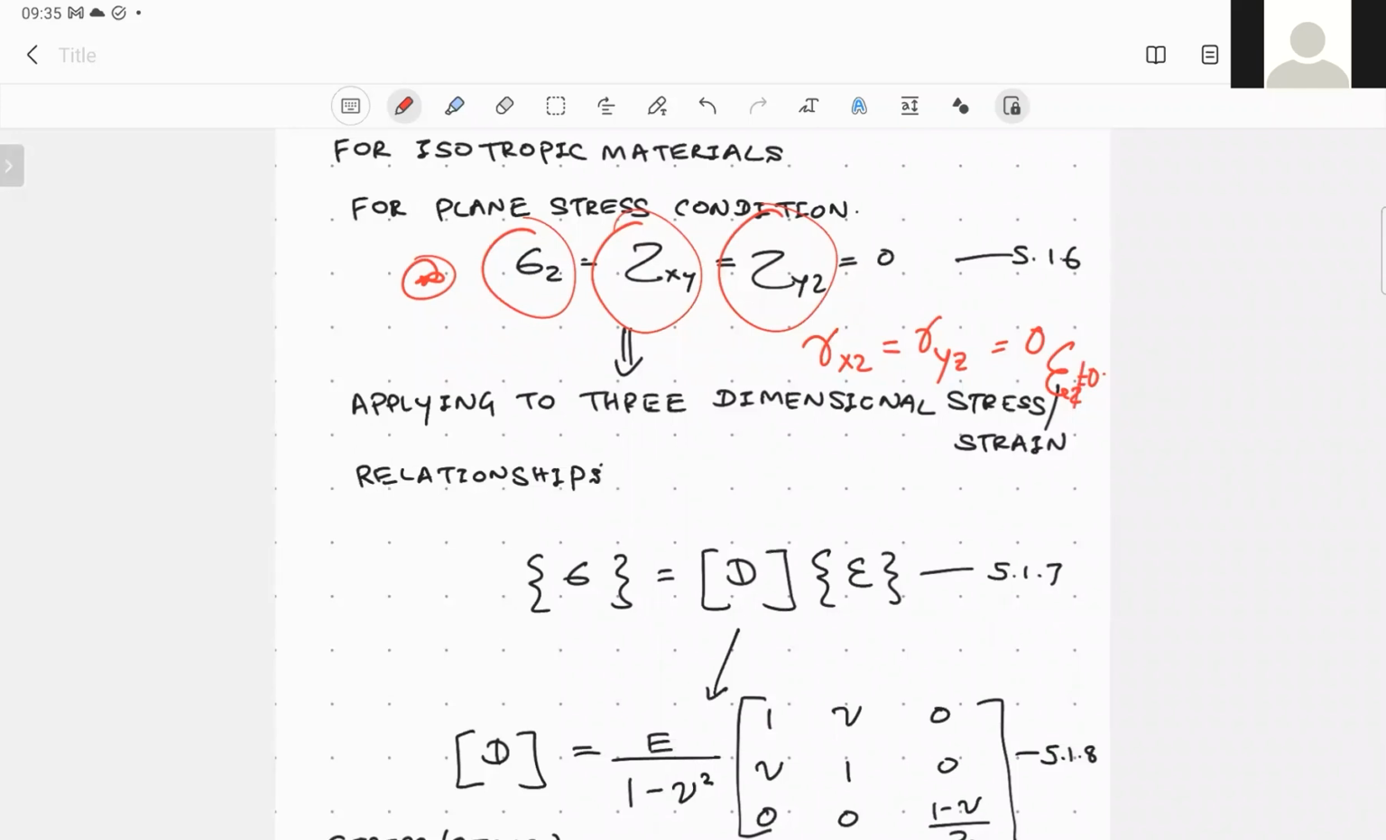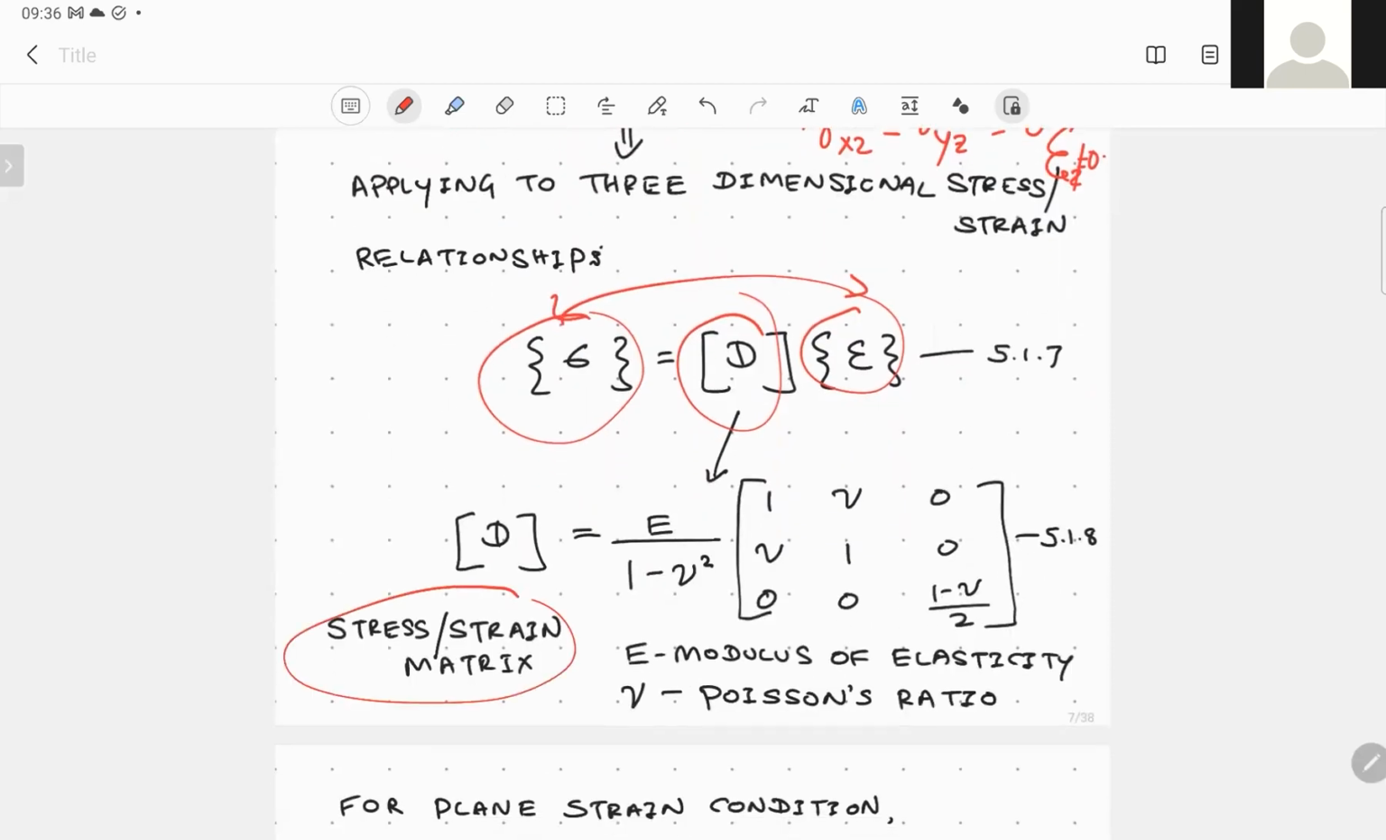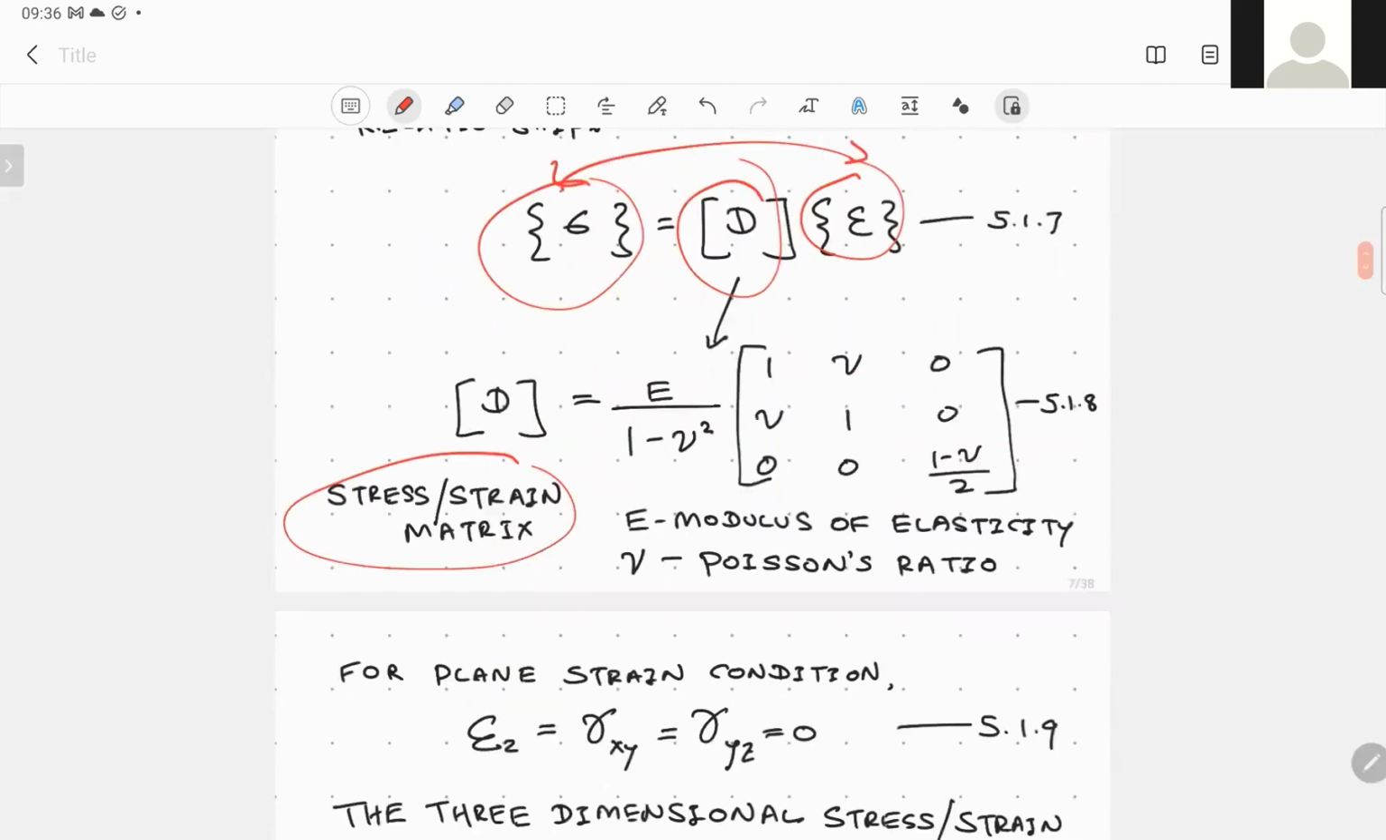Of course, we will be applying these boundary conditions. It will be clear to you. So what we are trying to do now is represent the stress matrix and relate it to the strain via a certain matrix. We call it a D matrix, which we call the stress strain matrix, because it relates the stresses to the strains. We can also call it a constitutive matrix, this D matrix.